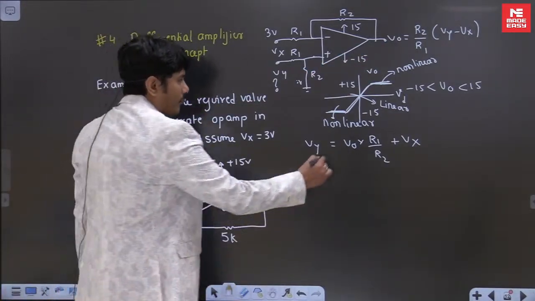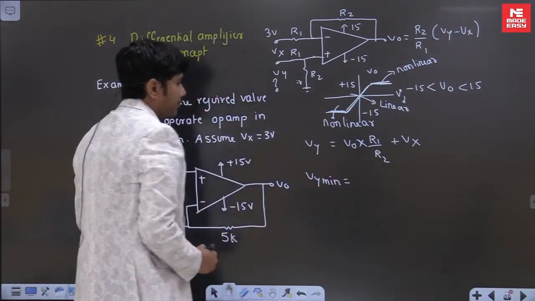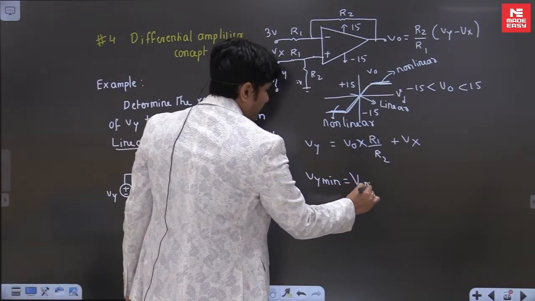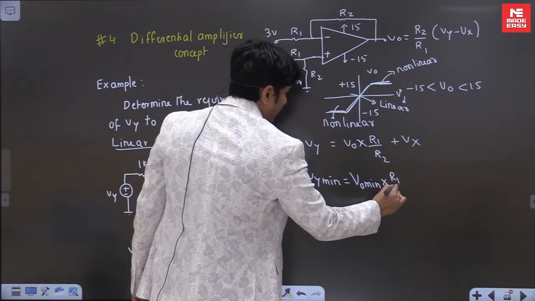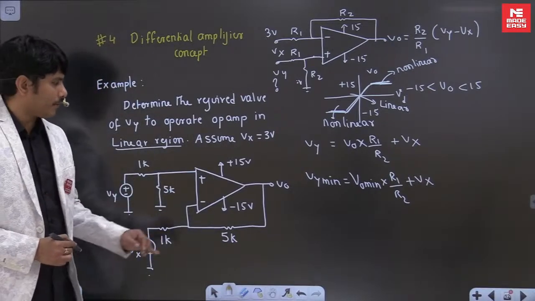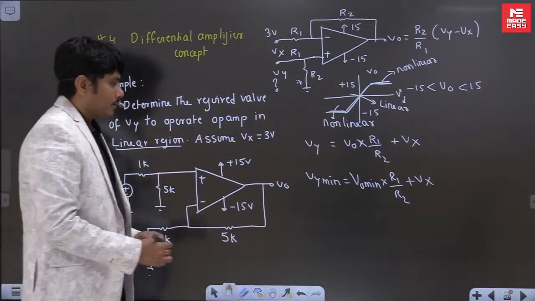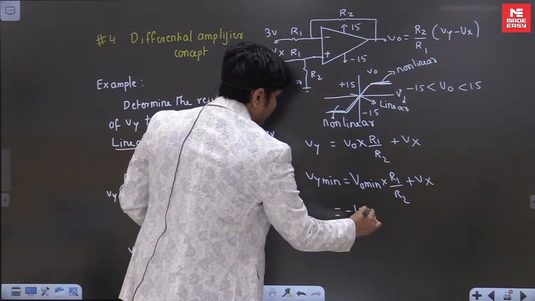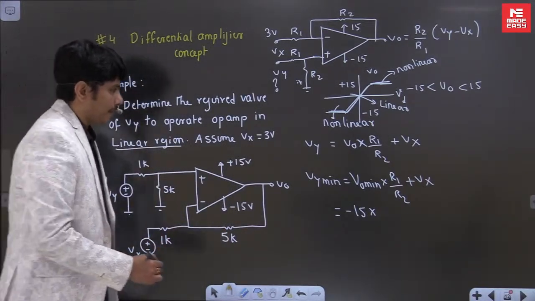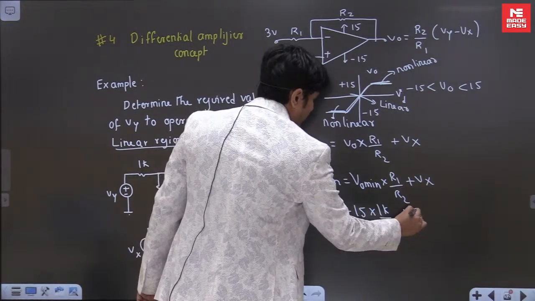Now, if I want Vy minimum, then we have to take the output minimum: output minimum into R1 by R2 plus Vx. This is the minimum range I am finding. V0 minimum is minus 15, which is the minimum range. You cannot go beyond that. So the answer is minus 15 into R1 by R2. R1 is 1K, R2 is 5K. So 1K by 5K, plus Vx, which is 3.